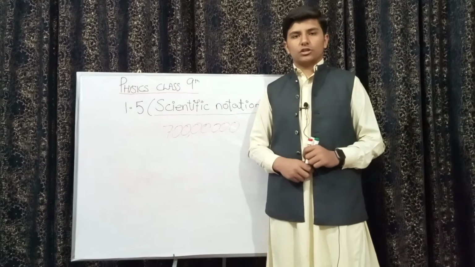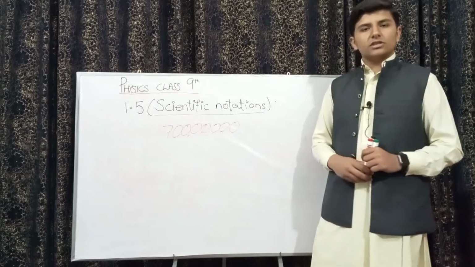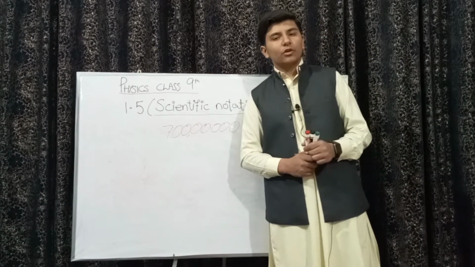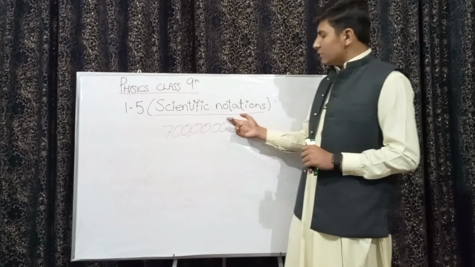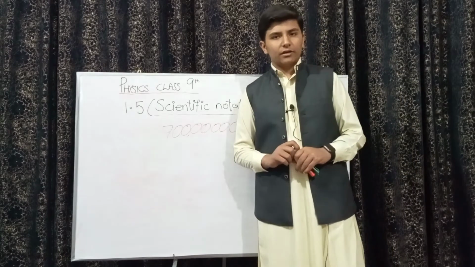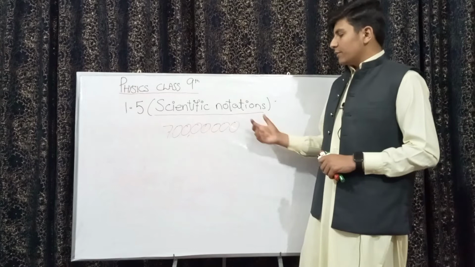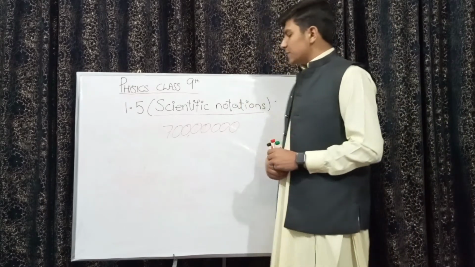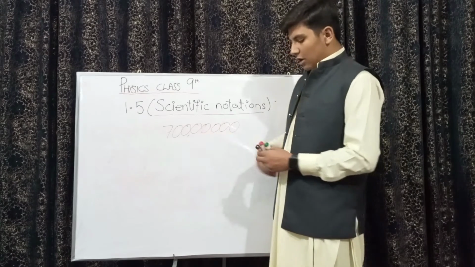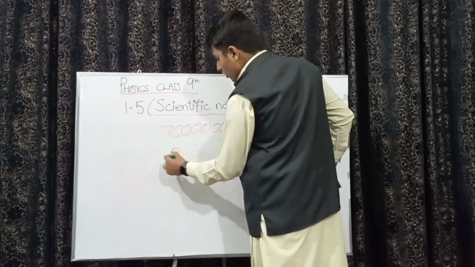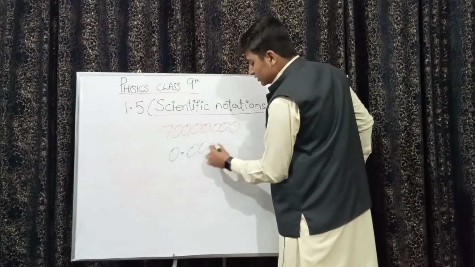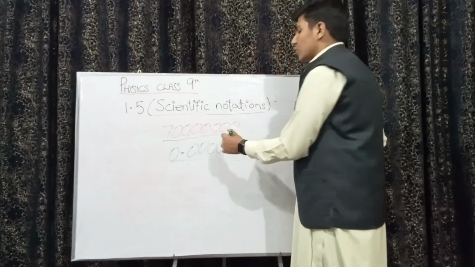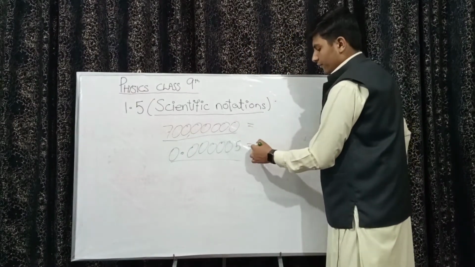1.5 Scientific Notations. Scientific notation is a very easy topic. We have discussed before, in the topic of prefixes, the use of scientific notation there. You must have studied scientific notation in mathematics in classes 6th, 7th, and 8th. Actually, scientific notation is used to express a very large quantity or a very small quantity, for example 0.00005, into a standard form.